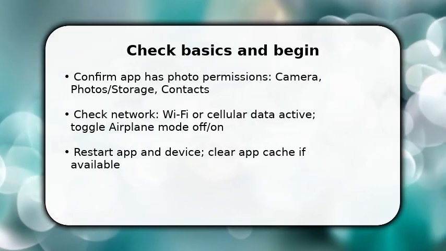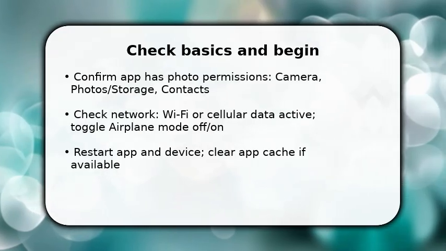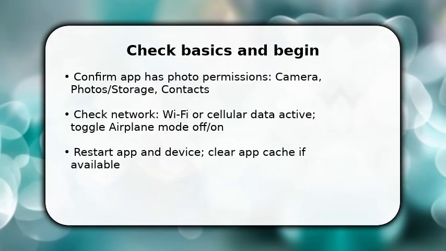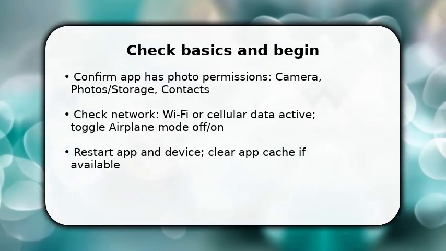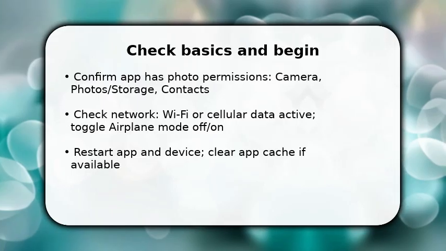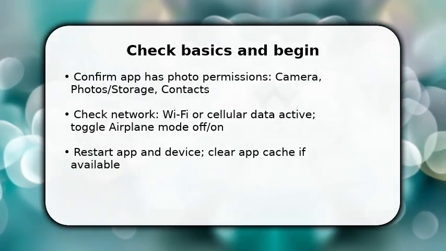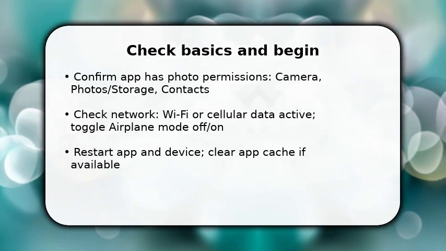Once done, confirm your connection, switch between Wi-Fi and cellular, and toggle airplane mode to reset network. Then close and reopen the app and restart the device if needed. Clearing the app cache helps reload media indexes. These steps unblock many issues quickly and prepare you for deeper fixes.